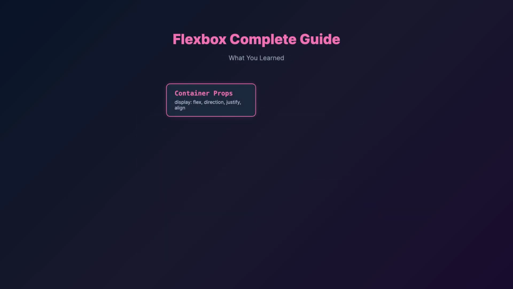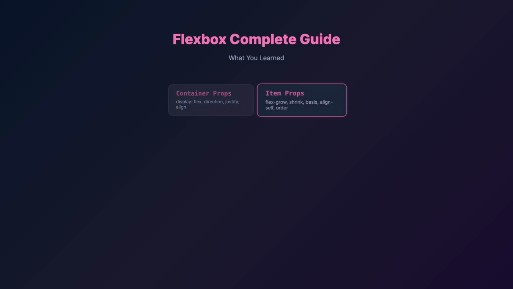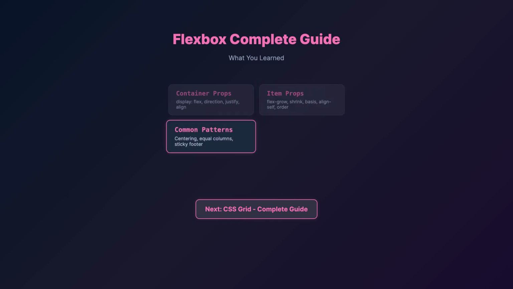Let's recap what you learned. Container properties: display flex turns on Flexbox. Flex-direction sets the flow. Justify-content aligns along the main axis. Align-items aligns on the cross axis. Item properties: flex-grow, flex-shrink, and flex-basis control individual sizing. Align-self overrides alignment for one item.